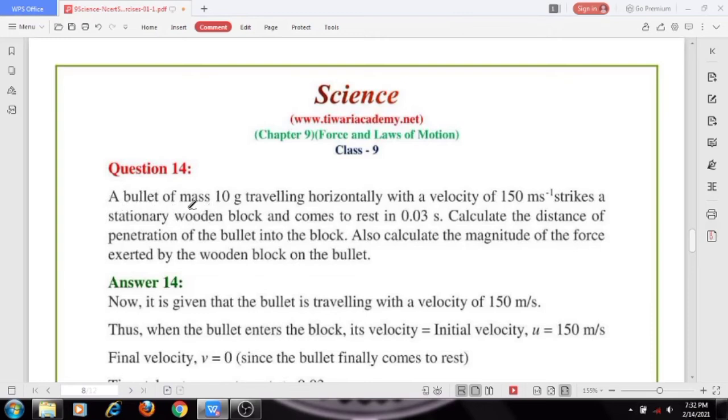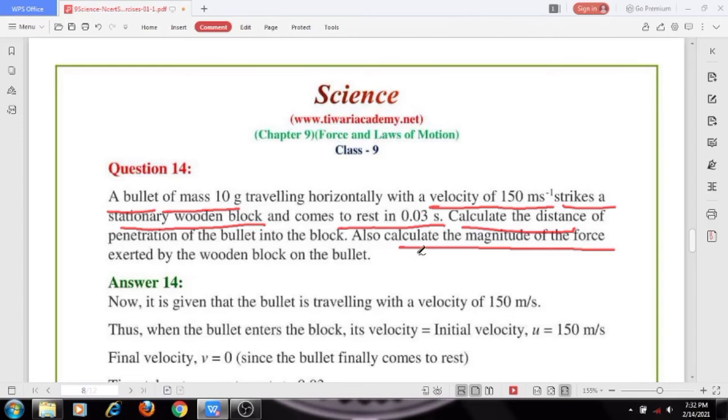A bullet of mass 10 gram. While reading the question, we will underline the data. Bullet of mass, how many grams? 10 gram. Traveling horizontally with a velocity of 150 meter per second, strikes a stationary wooden block and comes to rest in 0.03 second. So calculate the distance of penetration of the bullet into the block. Also calculate the magnitude of the force exerted by the wooden block on the bullet.